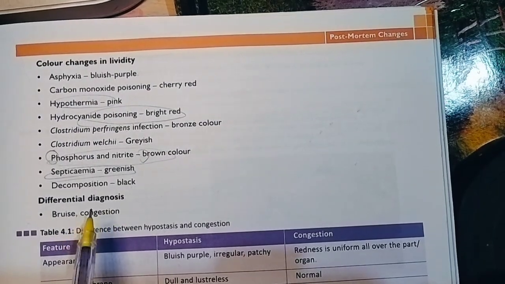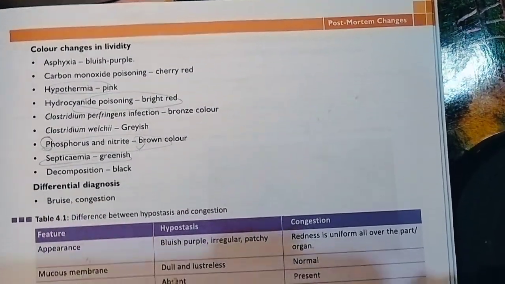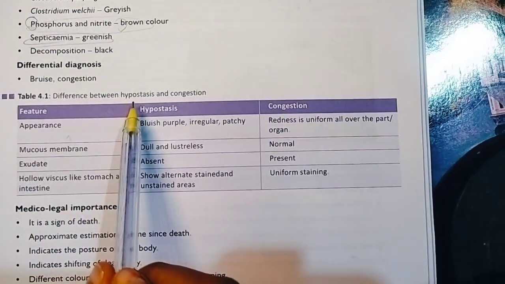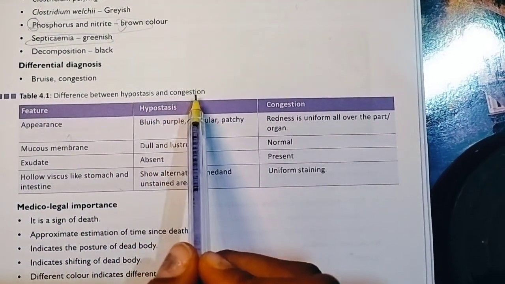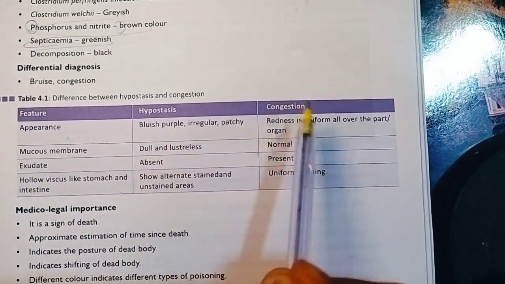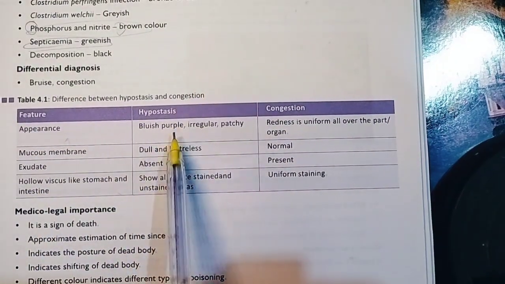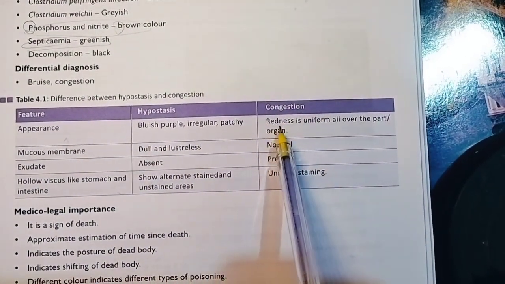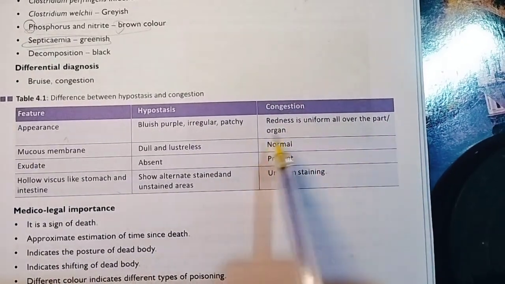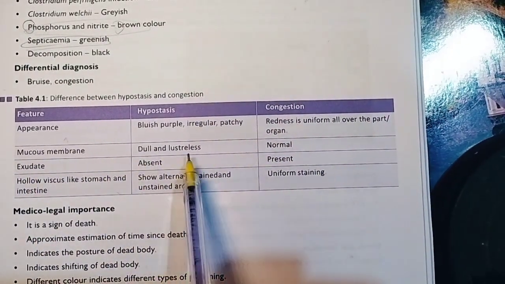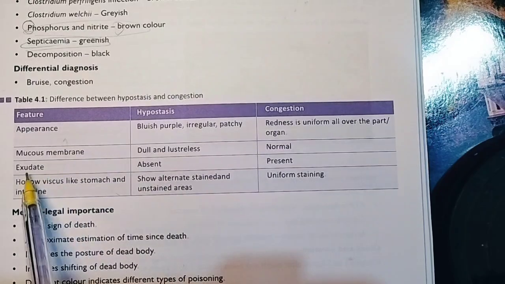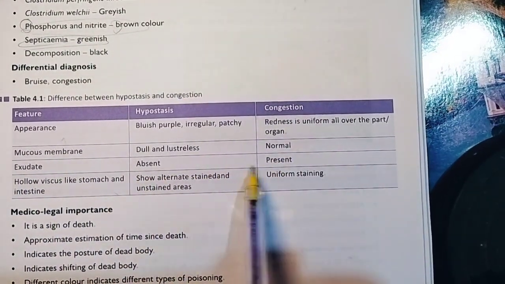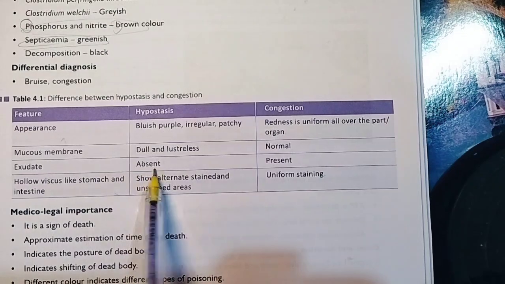We have to differentiate it from bruise and congestion. So here is a table of differences between hypostasis and congestion. In appearance, hypostasis is bluish purple and irregular, patchy, and in congestion the redness is uniform all over the parts. Next, the mucous membrane is dull and lusterless in hypostasis, and in congestion it is normal. Exudate is absent in hypostasis and present in congestion.